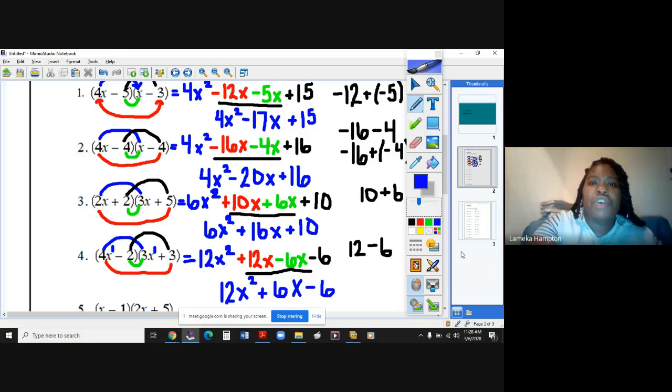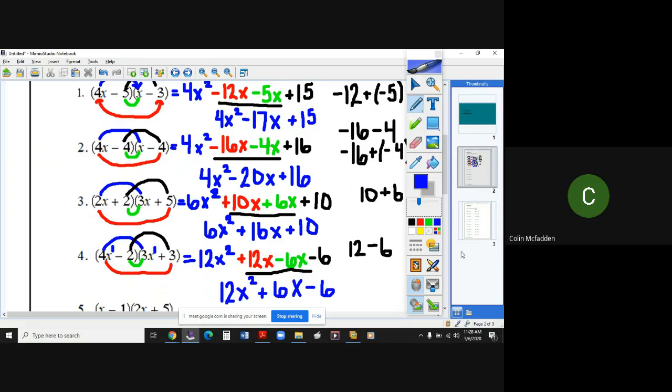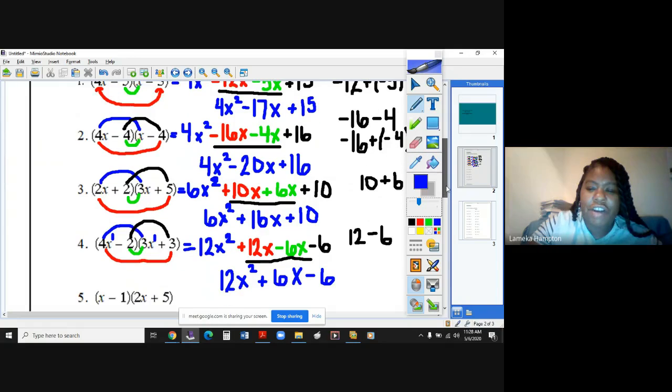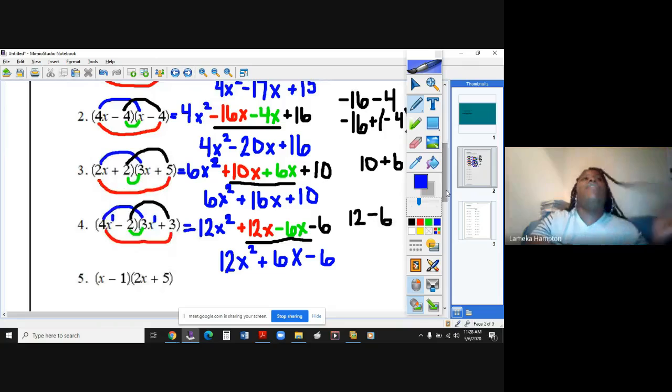All right, so how do we feel so far about multiplying binomials? Is it starting to make sense, or is it like, yeah, Miss Hampton, I got it? Talk to me. Starting to make a lot of sense. Okay, I'm here for it. All right, totally here for it.